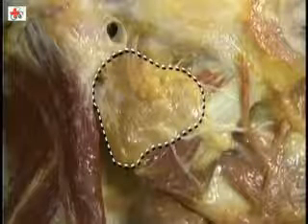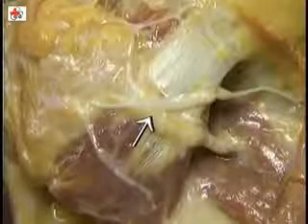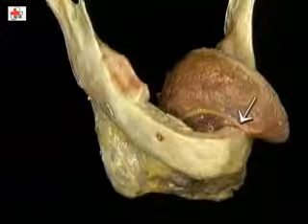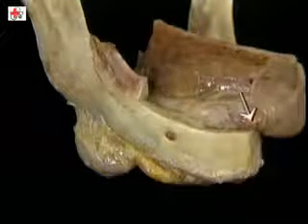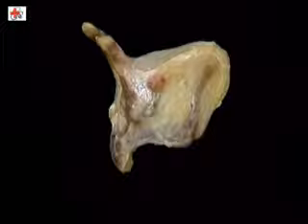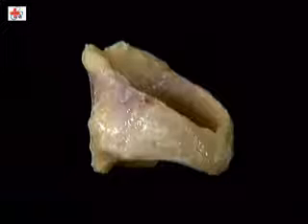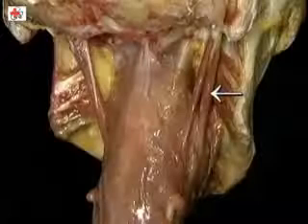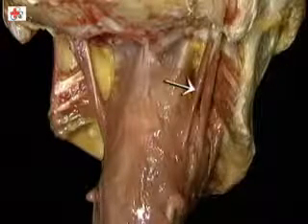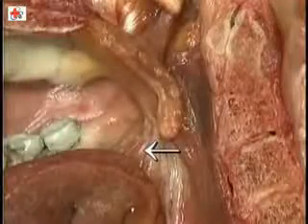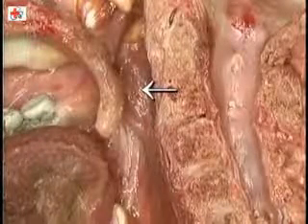Here's the parotid gland, and the parotid duct. Here's the submandibular gland, and its duct. Here's the sublingual gland. Here's the thyroid cartilage. Here's the cricoid cartilage. Here are the superior constrictor, the middle constrictor, and the inferior constrictor. Here's styloglossus and stylopharyngeus. Here's palatoglossus and palatopharyngeus.